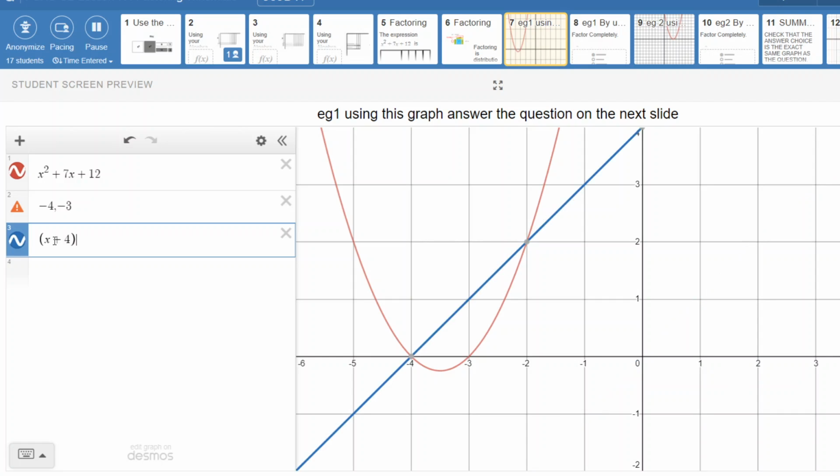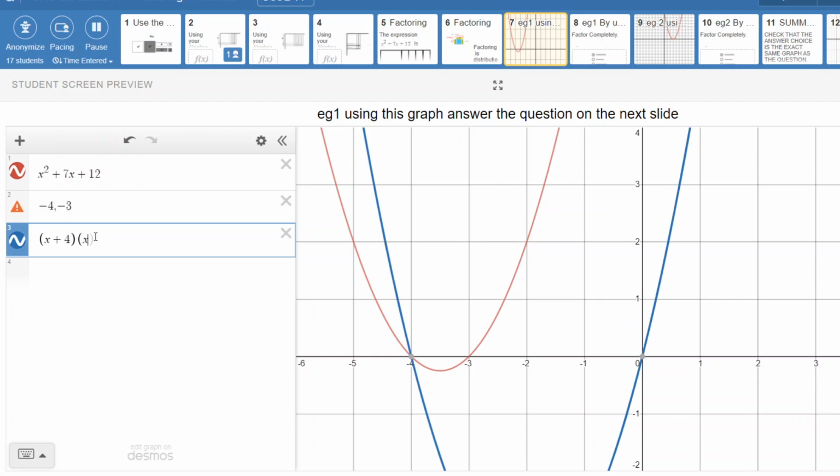So if it says -4, I'm going to put +4. Notice how it goes through here straight away. So that's a good sign to begin with. Where it says -3, I'm going to put +3. Now I'm going to switch that off just for a second because I want you to see what happened.